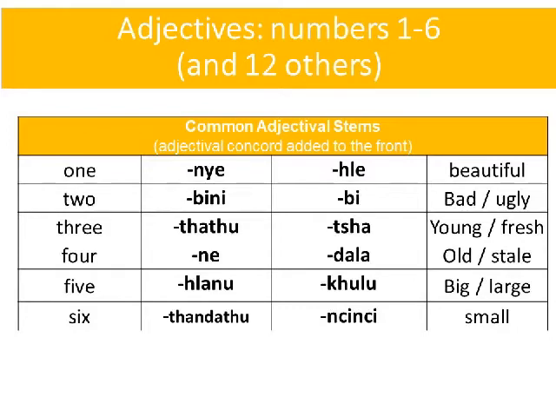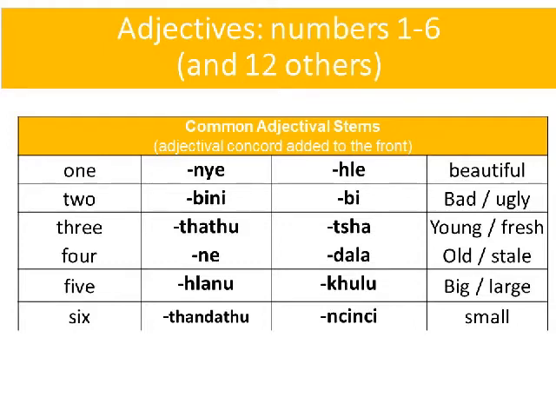familiar with. As you can see from the table here, on the left we have our numbers from 1 to 6. And this is when we are using our numbers to describe something. If you want 1 spoon of sugar, 2 spoon of sugar, 3 spoon of sugar, etc. So our adjectival stem for 1 is nye. Our adjectival stem for 2, bini. Our adjectival stem for 3, tatu. Our adjectival stem for 4, ne. Our adjectival stem for 5, hlanu. And for 6, tandatu. And very important to learn these and know them well.